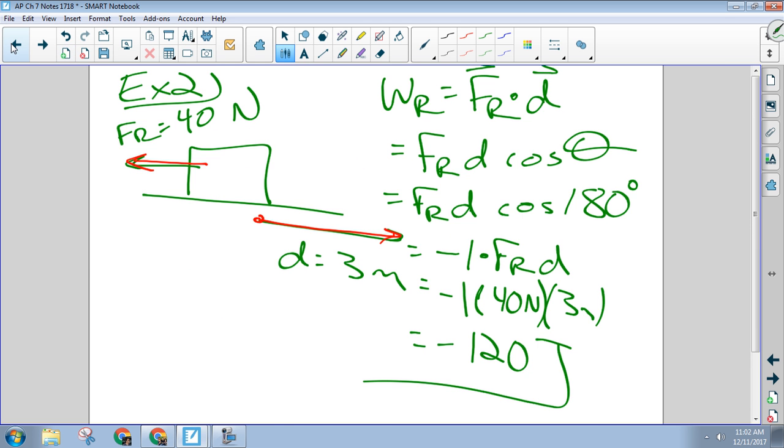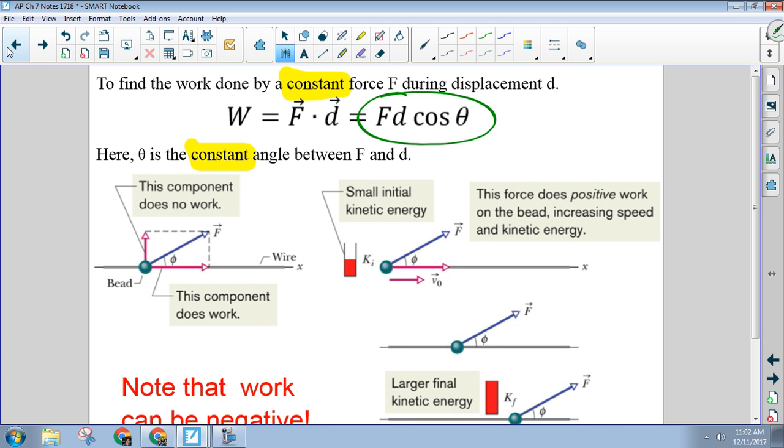Okay, so, did we hit everything here? So this component does no work. This component does do the work. No. Work can be negative. I think we hit everything there.